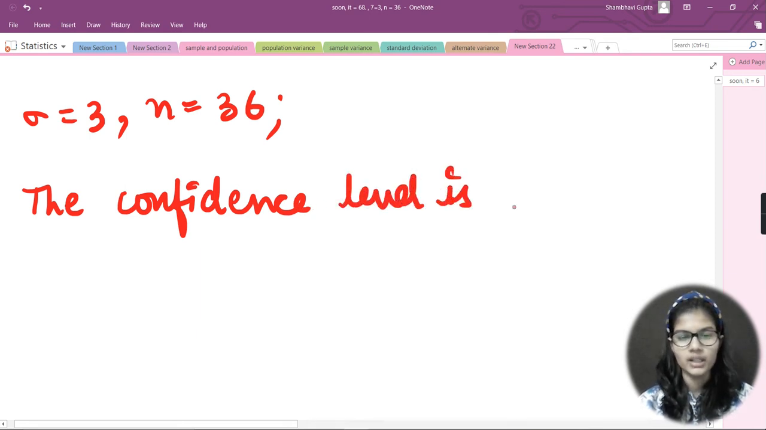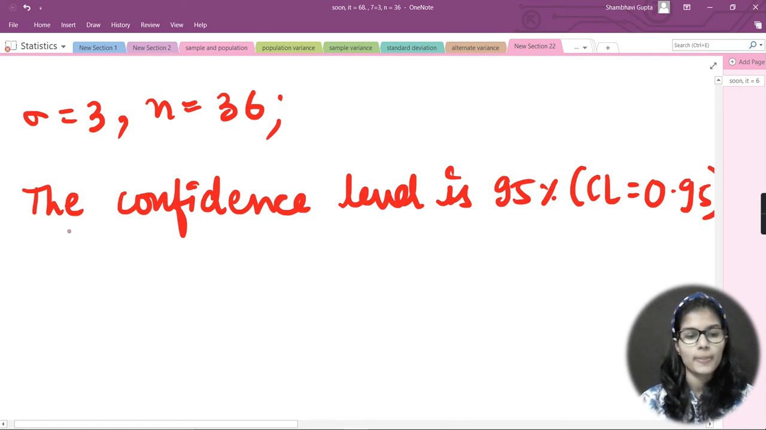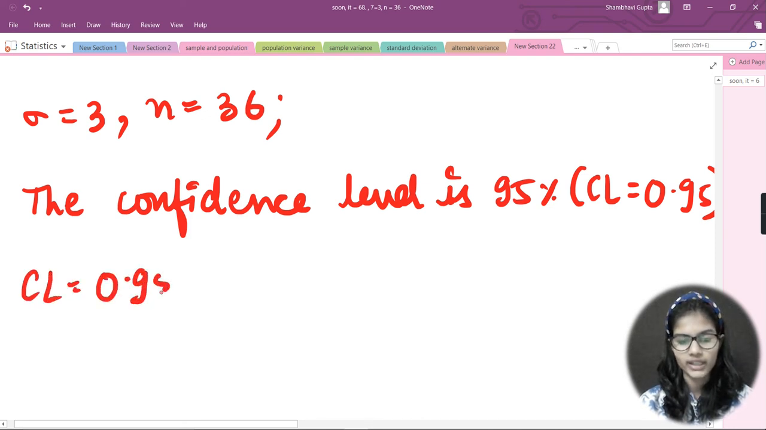The confidence level is, and here I would just write 95%, and in the bracket it would be CL is equal to 0.95. Right, so CL is equal to 0.95. This is the value which you just come here. The confidence level is 95% and CL is equal to 0.95. Fine. Now, I just got the value for CL and that is 0.95.